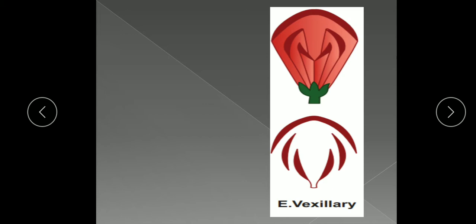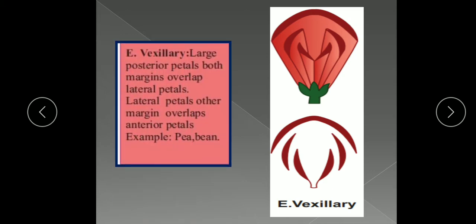Vexillary is the type of arrangement where the large posterior petal has both margins overlapping the lateral petals. So here we will see the 5 petals. In this, the large posterior petal is the largest one, and both margins of this overlap the two lateral petals. These are the lateral petals, and further, their margins overlap the anterior petals.